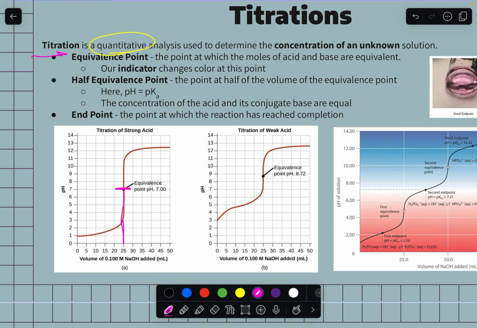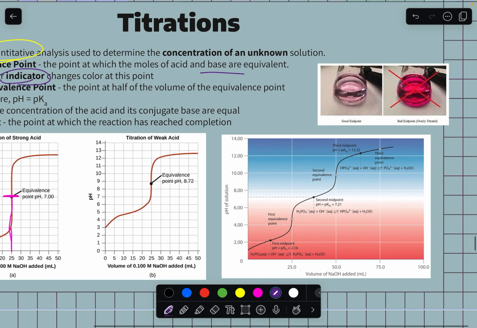Okay, at this point, we have what's called an indicator. The indicator changes color. So if we look here, this is phenolphthalein. Phenolphthalein is normally clear. When you're at the equivalence point, it's that very pale pink color.